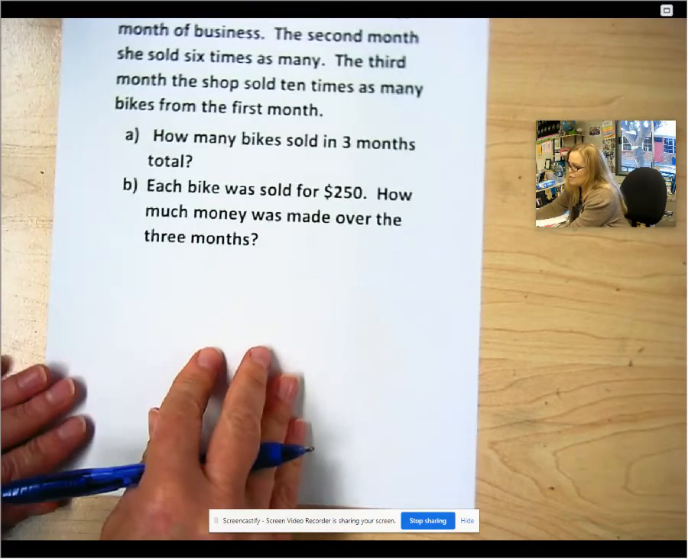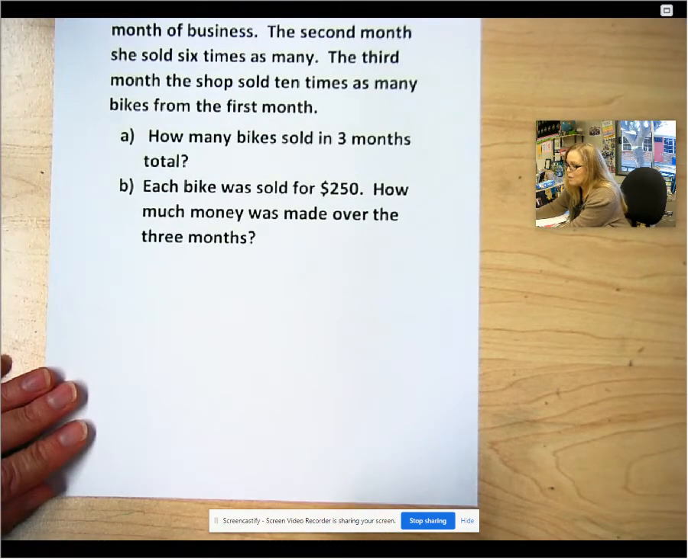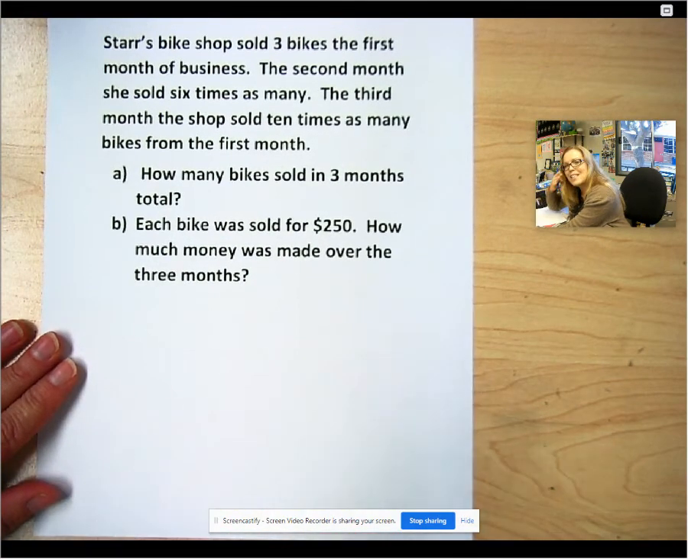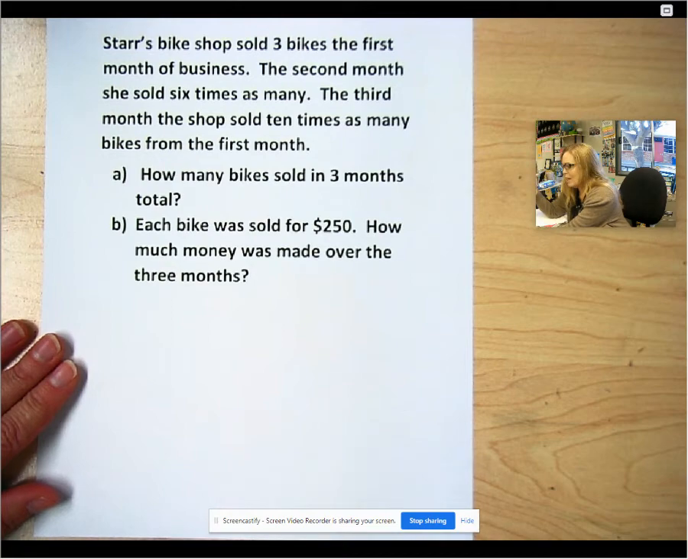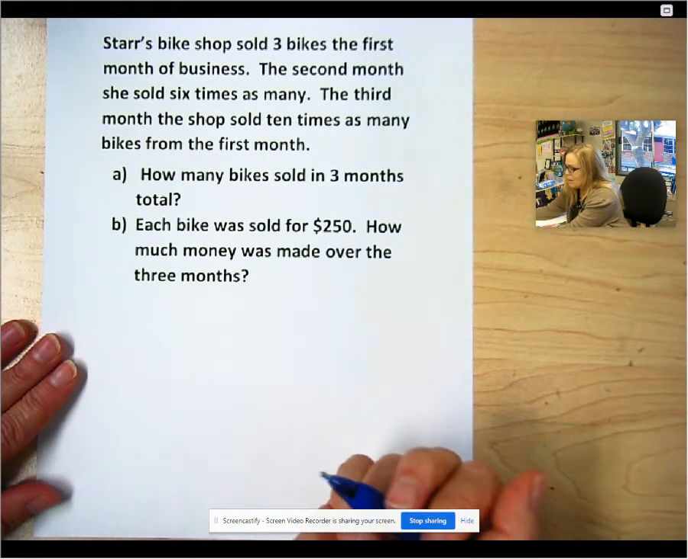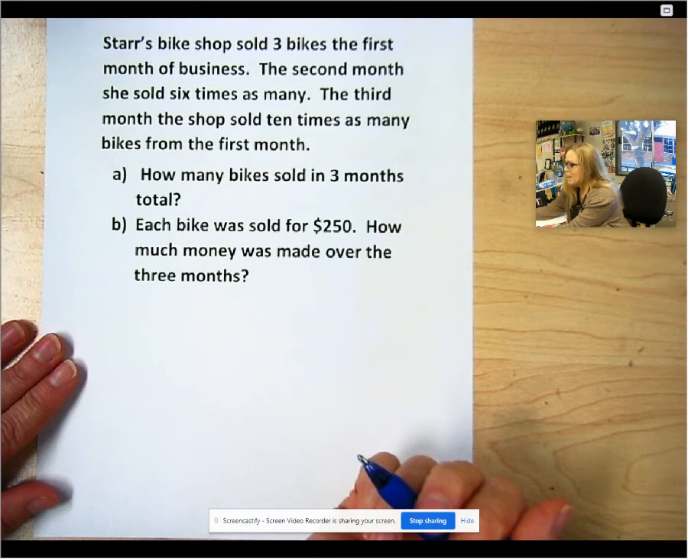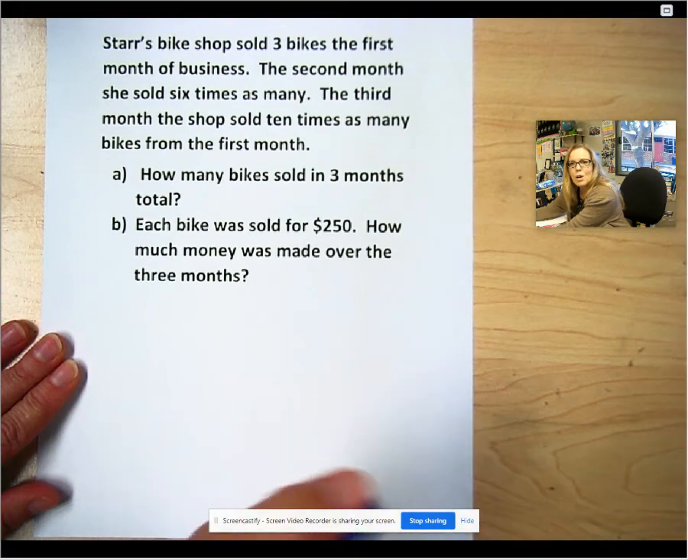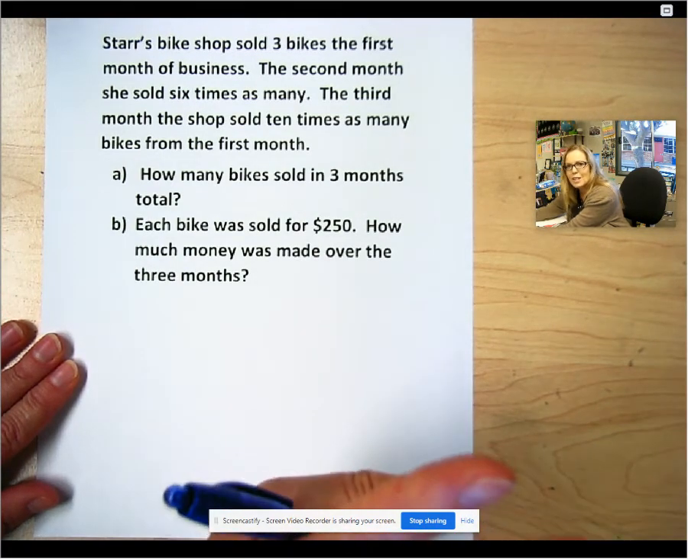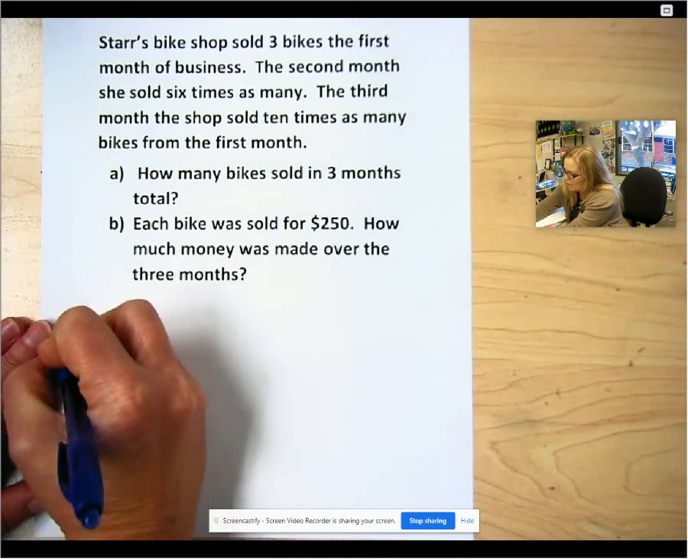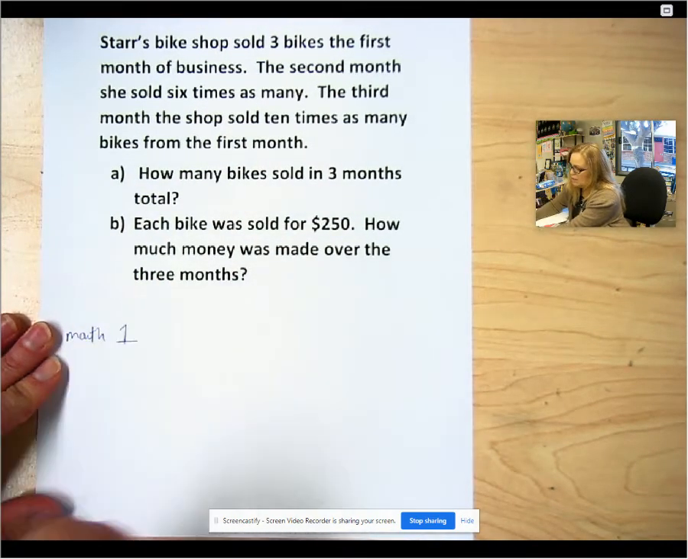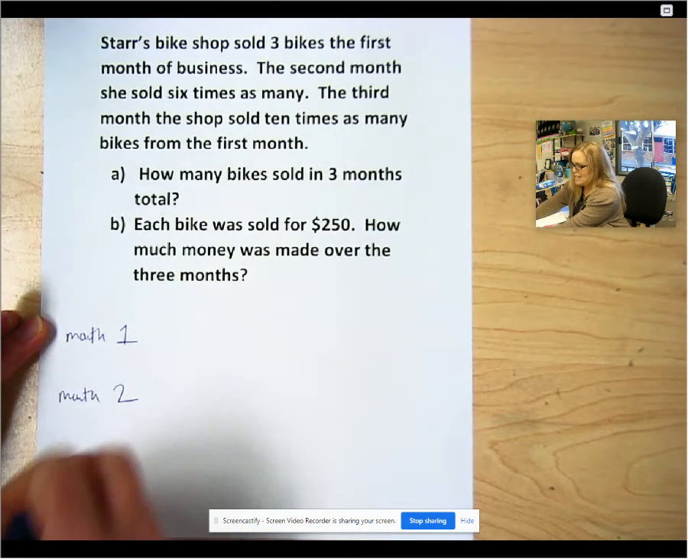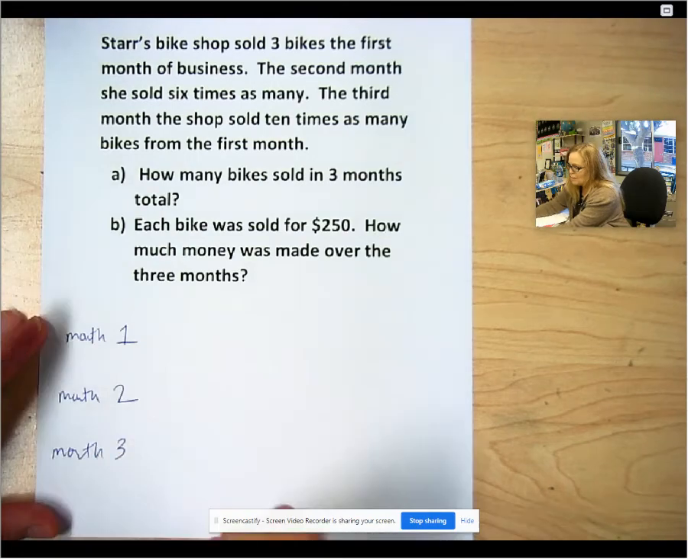Now, this question: Star's Bike Shop sold 3 bikes the first month of business. So this is kind of like what we did in our workbook where we identify all the different names. The second month, she sold 6 times as many. The third month, the shop sold 10 times as many. So don't get too intimidated here. You know how to do this, okay? So this is going to be month 1. This is going to be month 2. And this is going to be month 3.